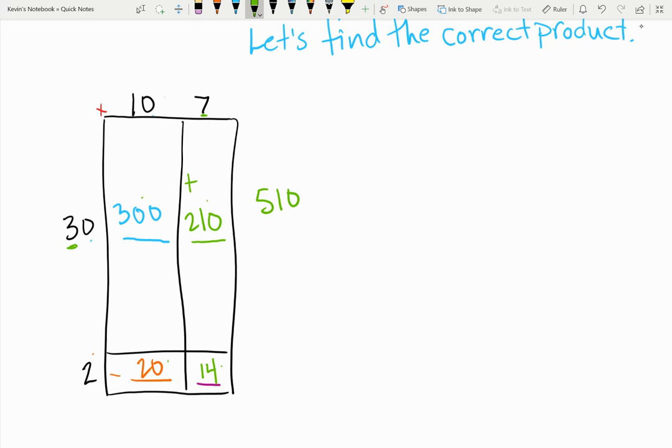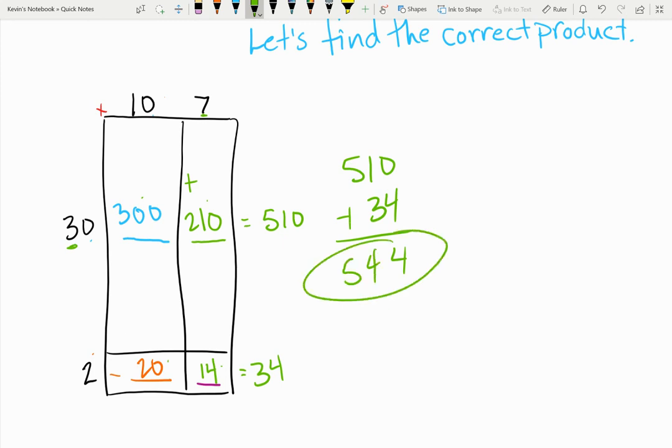We know 20 plus 14 is 34. And I think just to keep it consistent, we'll just put that over here. We know that is 510. And at the bottom, we know that is 34. And as we add them together, 510 plus 34, we add our 2 partial products of 544 to get our final product.